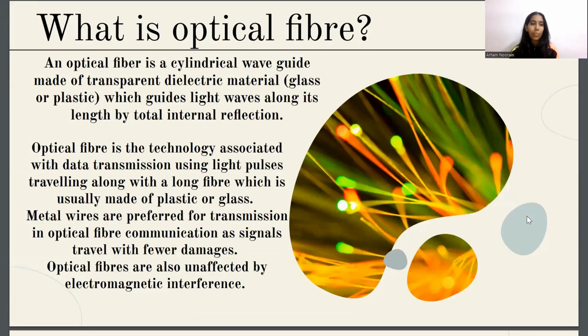What is optical fiber? An optical fiber is a cylindrical waveguide made of transparent dielectric material, glass or plastic, which guides light waves along its length by total internal reflection. Optical fiber is a technology associated with data transmission using light pulses traveling along a long fiber, which is usually made out of plastic or glass. Metal wires are preferred for transmission, while communication optical fibers are also unaffected by electromagnetic interference.